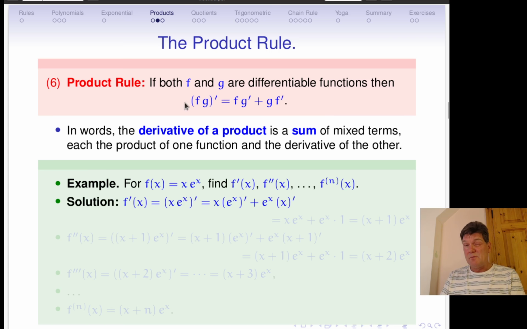So the derivative of the product of x times e to the x is the first factor, x, times the derivative of the second, the derivative of e to the x, plus the second function, e to the x, times the derivative of x. Now we know the derivative of e to the x is e to the x itself. The derivative of x is the constant 1. So we can compute this derivative as x times e to the x plus e to the x times 1, which is x plus 1 times e to the x.